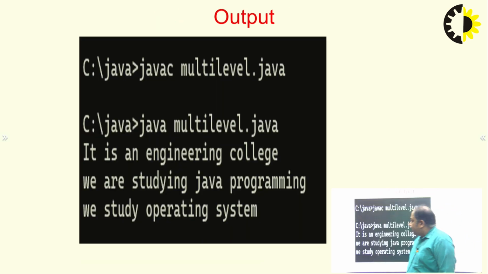We call all the methods, and the output is: first, it is an engineering college; second, we are studying Java programming; and third, we are studying operating system.